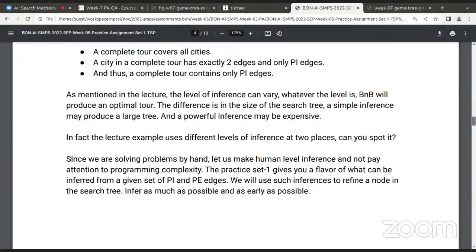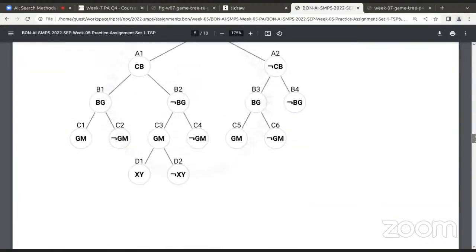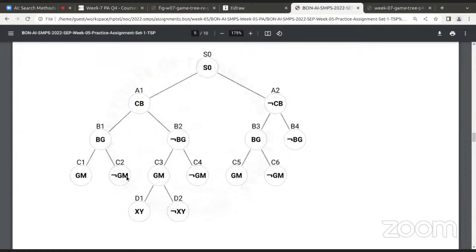Then go through set 2. It's a piece of cake. You will have control over what you're doing.